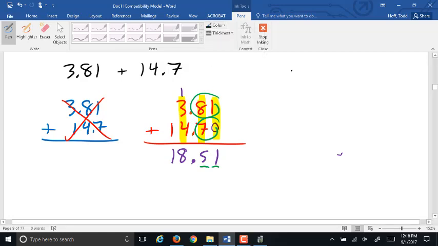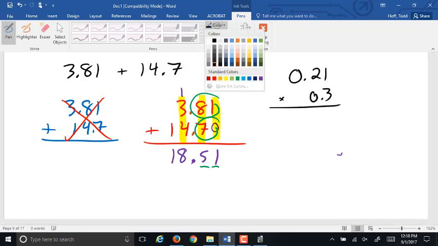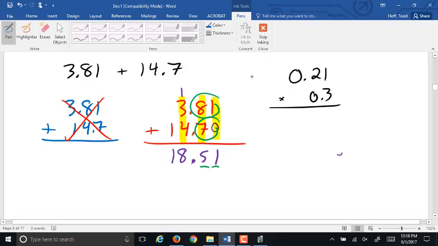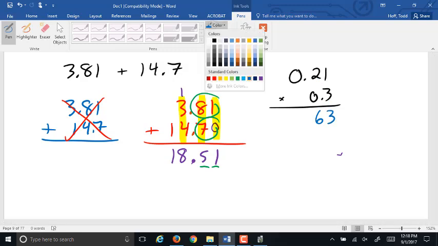Bringing the decimal point straight down is keeping the same name. And of course, subtraction is very similar to that. Let's say I have something like 0.21 times 0.3. Do I have to line up the decimal point when I multiply? No, because when we multiply or divide, we do not need the same name. We're going to go ahead and multiply 21 times 3 is 63. Where does my decimal point go?